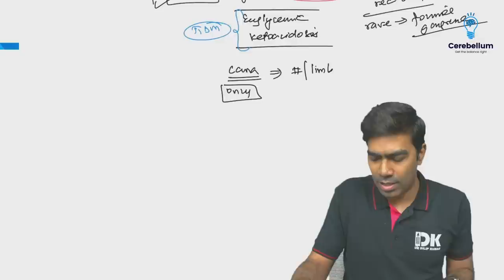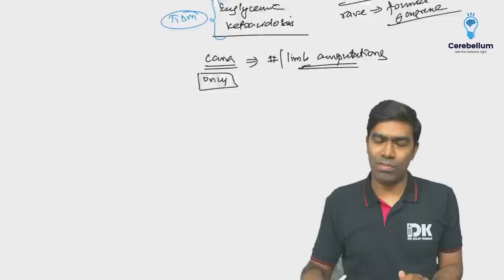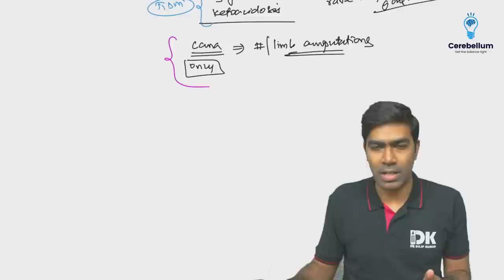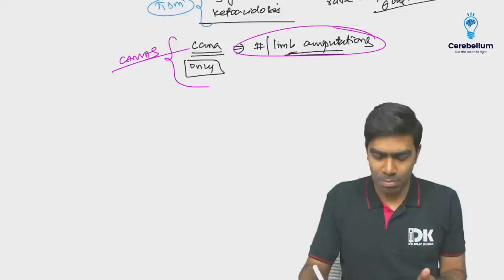Then only canagliflozin has been linked with fractures and limb amputations. Canagliflozin alone. I don't know how relevant it is for you at an undergrad level, but this is based on a trial called the CANVAS trial that showed canagliflozin can increase the risk of limb amputation and fracture. But subsequently, one latest trial has come in 2018 that's called the CREDENCE trial.